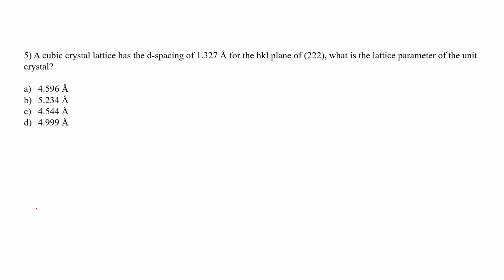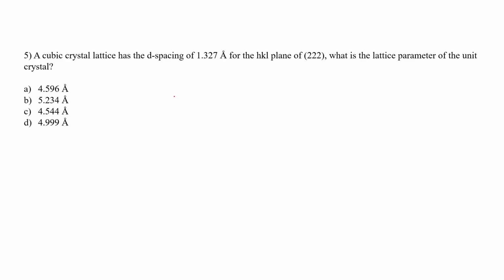This question I guess you all can try and let me know the answer of. It says that a cubic crystal lattice which is having a d spacing of 1.327 angstroms for the HKL plane of 222, what is the lattice parameter of the unit crystal?